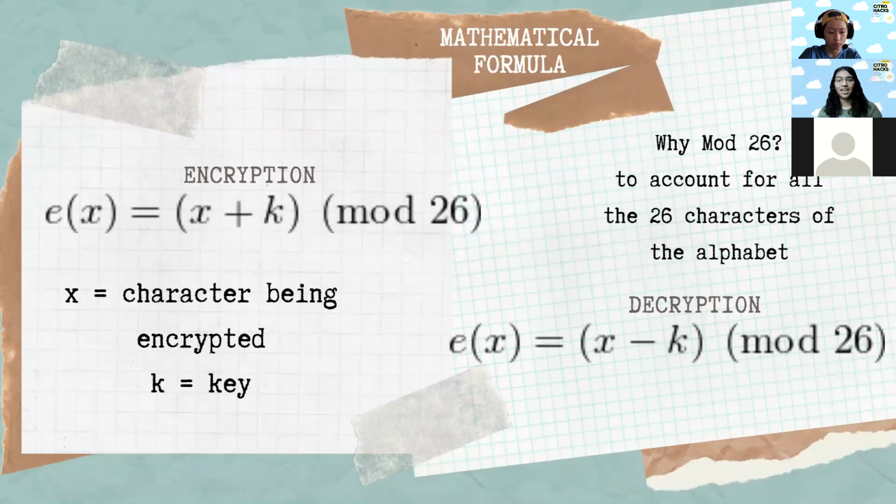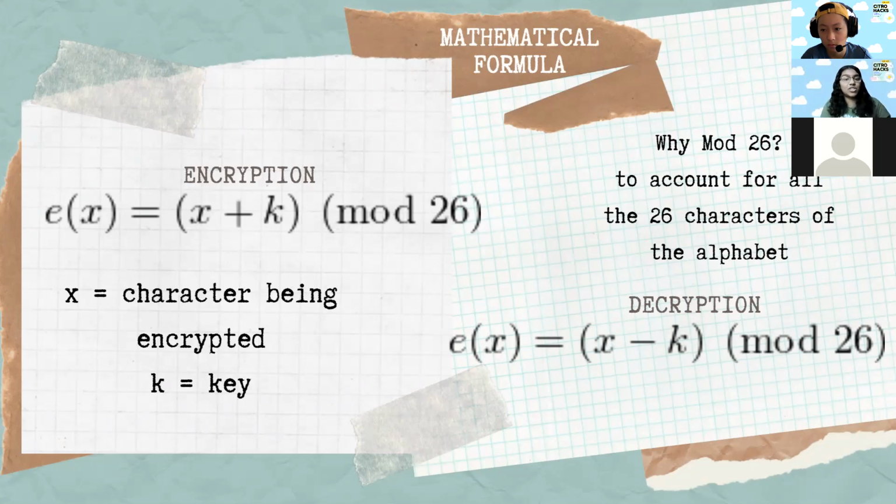The most important part of knowing about Caesar cipher is a mathematical formula. As you can see, in the encryption format, X is that specific character being encrypted, whether it's A, B, C, D, whatever letter of the alphabet. The key is the number of how many spaces we are shifting forward, and then we have the addition sign.